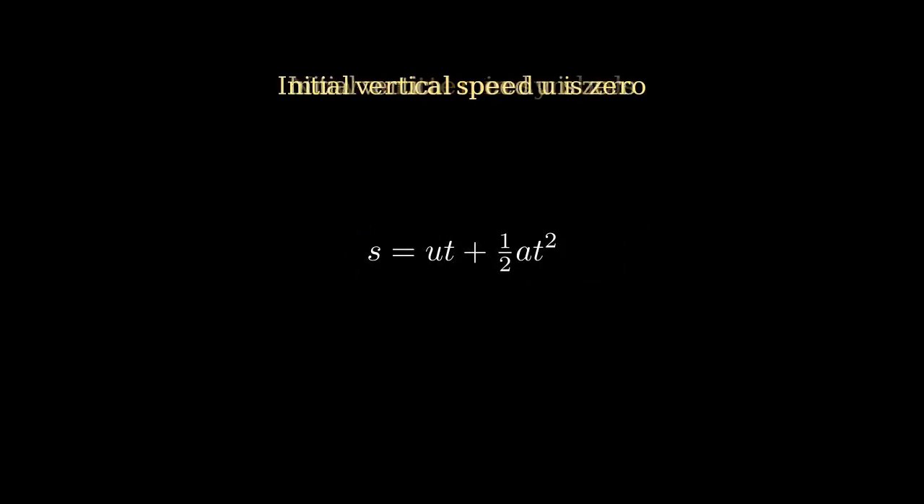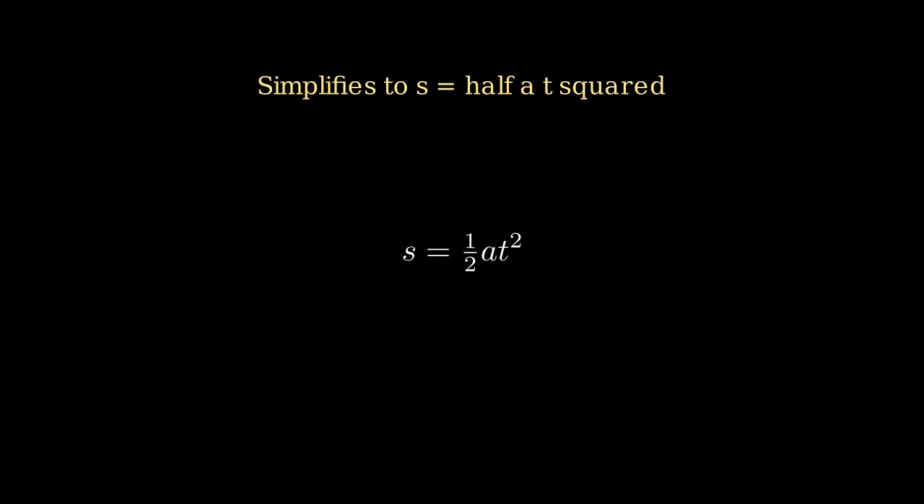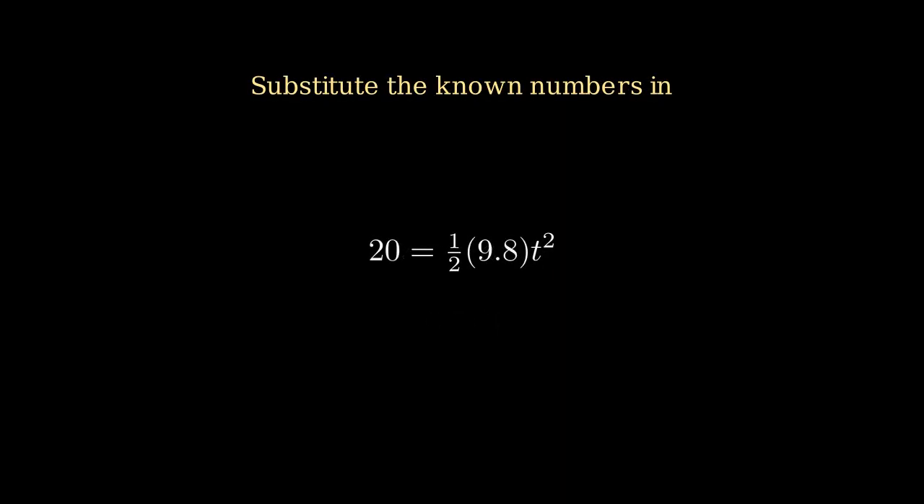Because the ball is launched horizontally, its initial vertical speed, u, is 0. So the formula simplifies to s = 1/2 at². We now put in the known numbers: 20 = 1/2 × 9.8 × t².